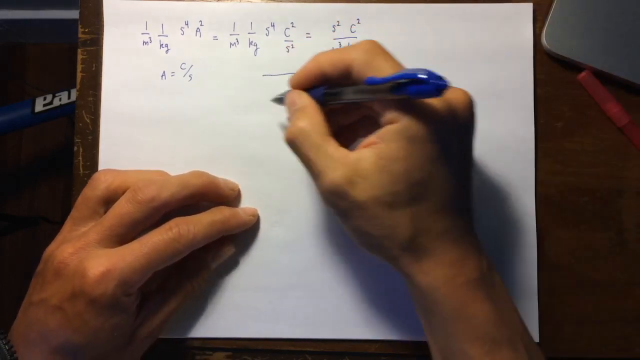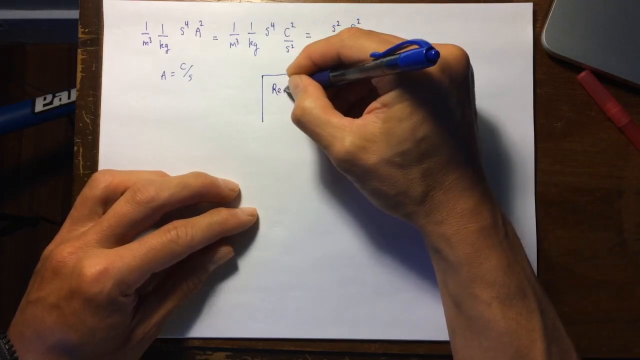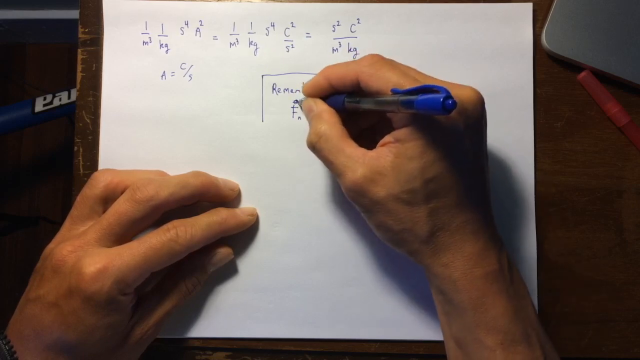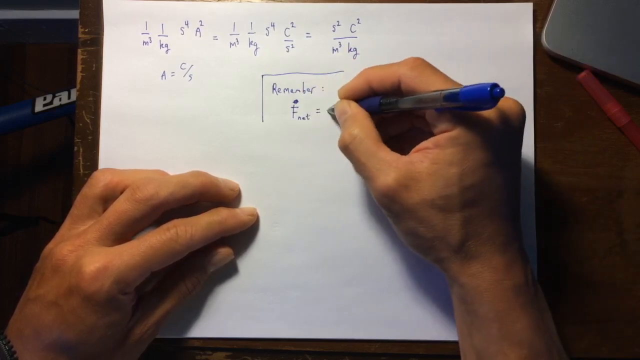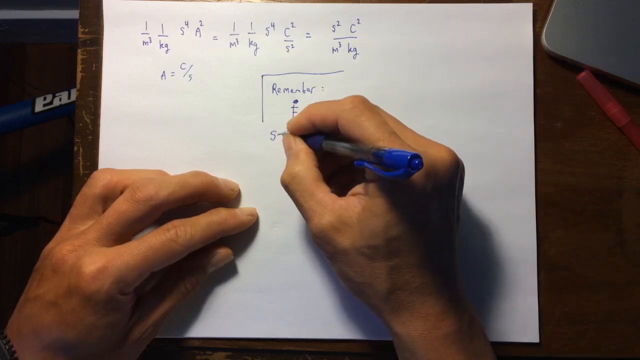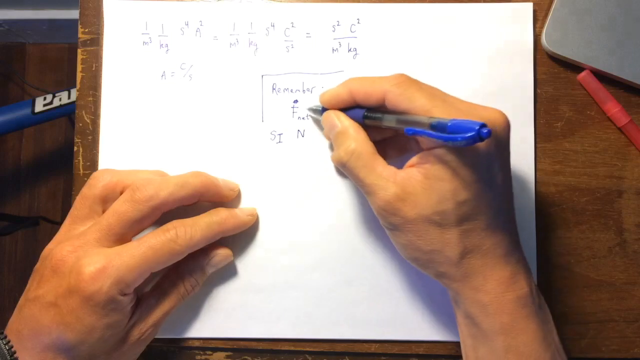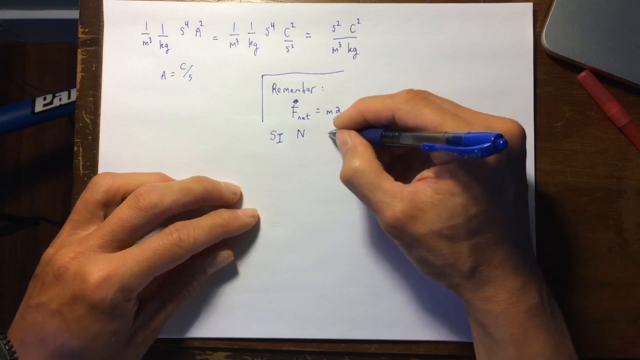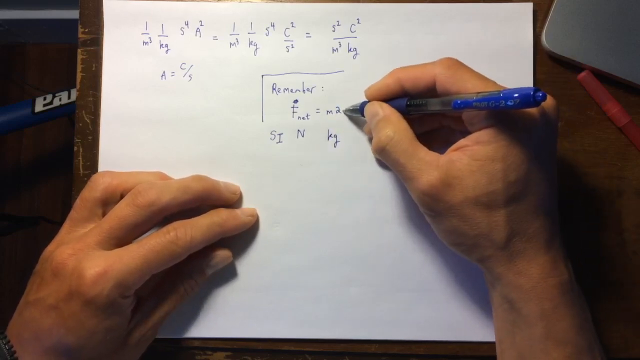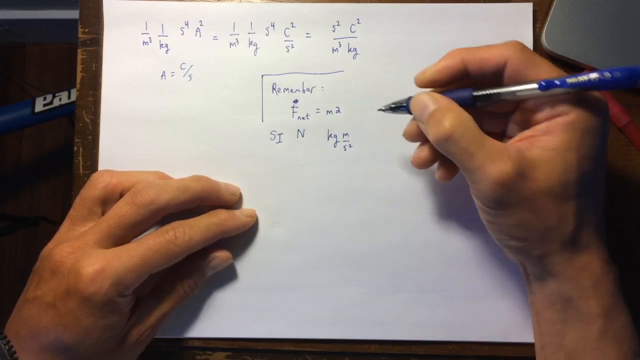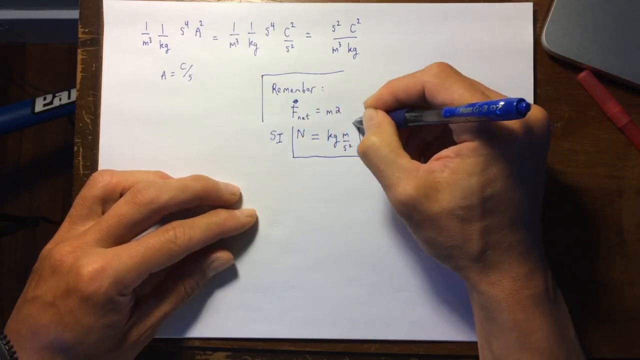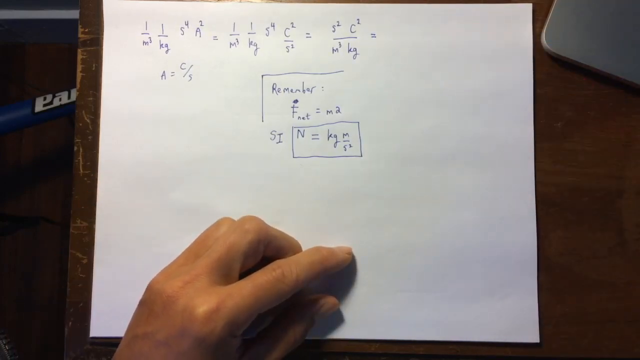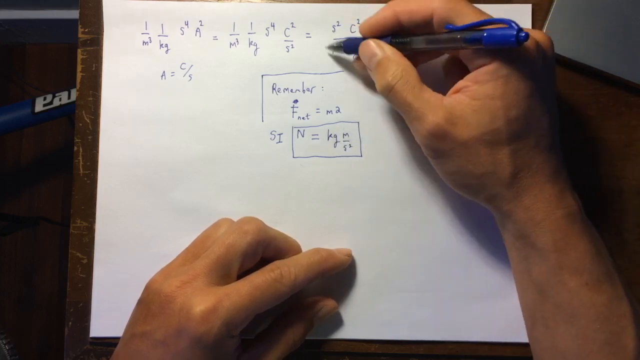So as an interlude, remember, F net equals MA, and in SI units land, force is in newtons. The SI unit of mass is the kilogram, and the SI unit of acceleration is the meter per second squared. So what this means is that the Newton is the kilogram meter per second squared. So I'm going to find this thing up in here.